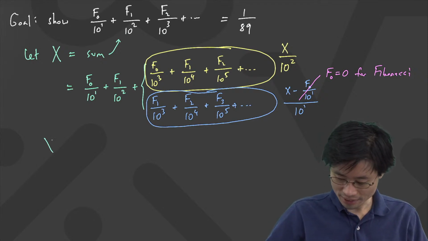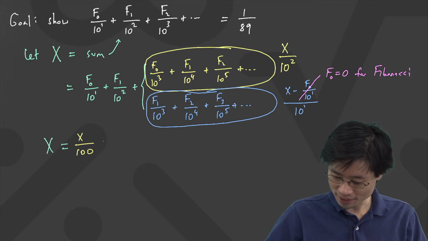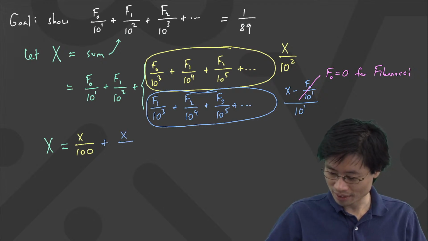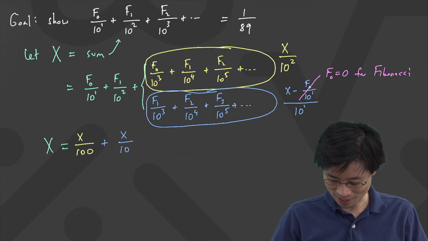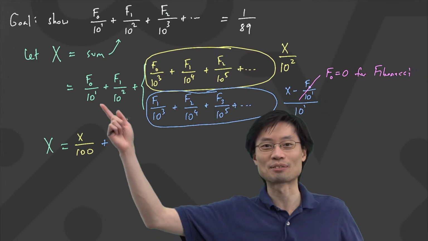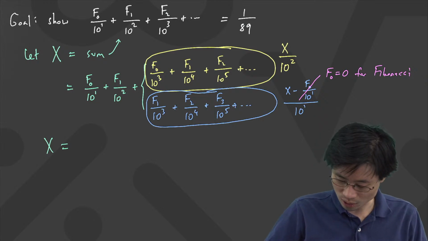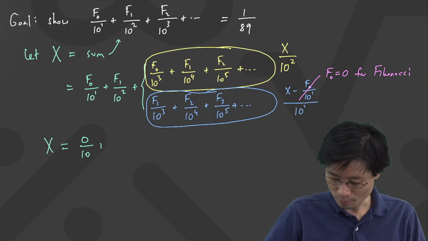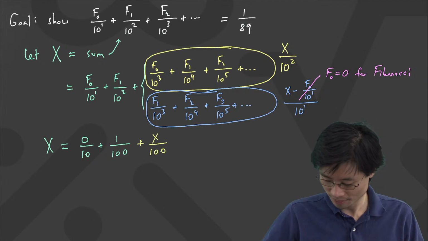So I have x equals yellow, x over 10 squared, I'm just going to call x over 100. And then plus, it's just plain blue x over 10. Wait, what just happened? Oh no, I forgot some terms, because otherwise I got x equals 0. That's really bad. There's actually some stuff in front. I'm going to erase this and write some green. f0 over 10 to the 1, that was 0 over 10, plus f1 is 1 over 100, and then I write the yellow part, plus x over 100, and then I have plus x over 10.